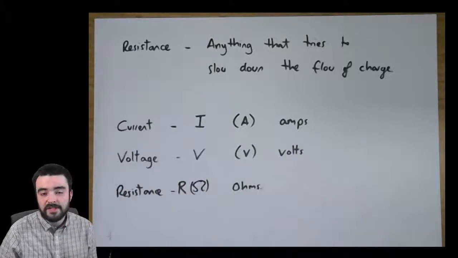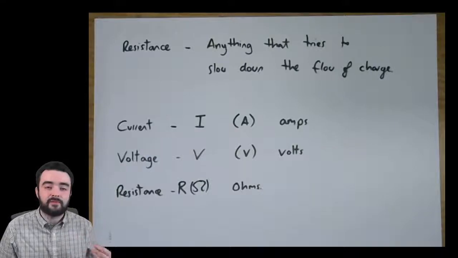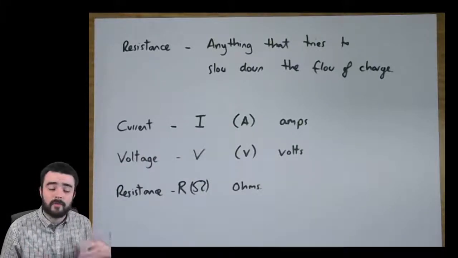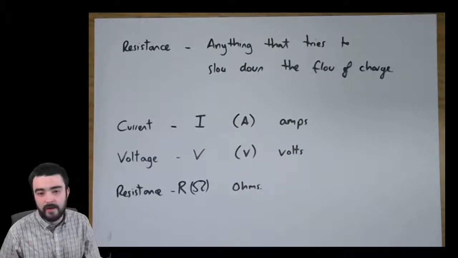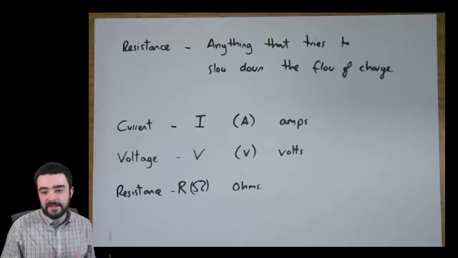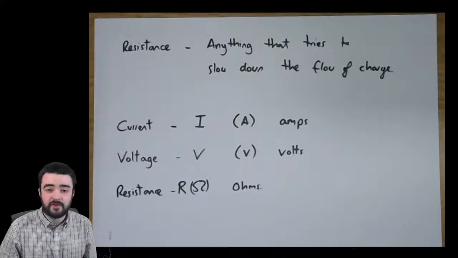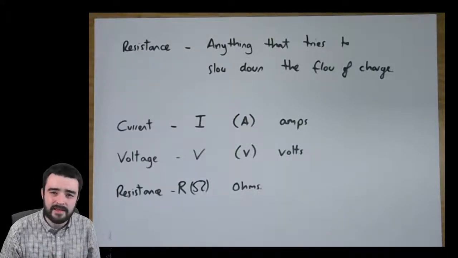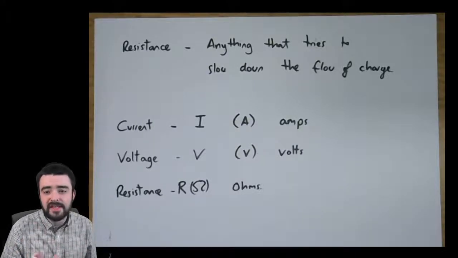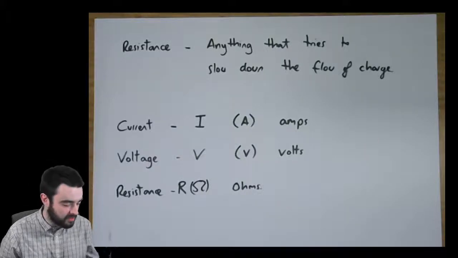We have voltage, which is the energy that is being provided to each charge, and the energy that's going to be transferred from one store to another via the electrical pathway. Then we have resistance. This is what the energy is going to be transferred to, and is anything that is going to slow down the current, anything that's going to resist that flow of charge.